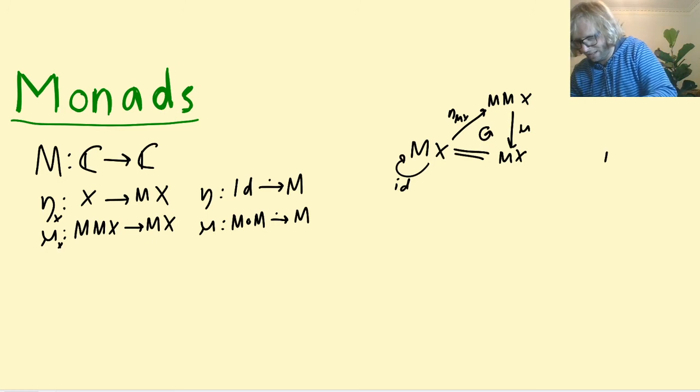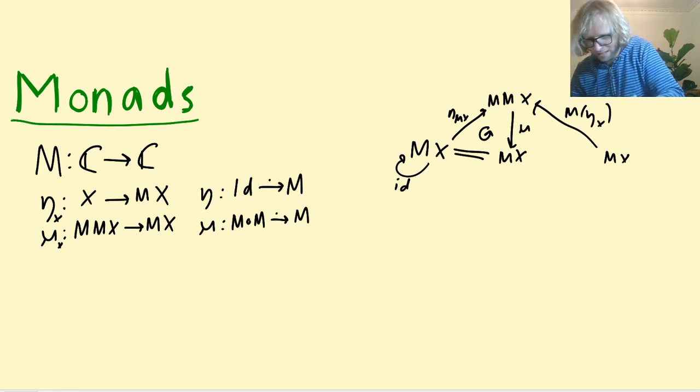And similarly, if I start with mx and I look at eta, which goes from x to mx, and I apply m to it, so I'm using the functorial action, that's m of eta x, and then I go down and collapse it down with mu again, then again this should be the same thing as doing nothing. Because again, this eta is not really adding anything, so it doesn't matter. It's just a fake effect, so to speak.